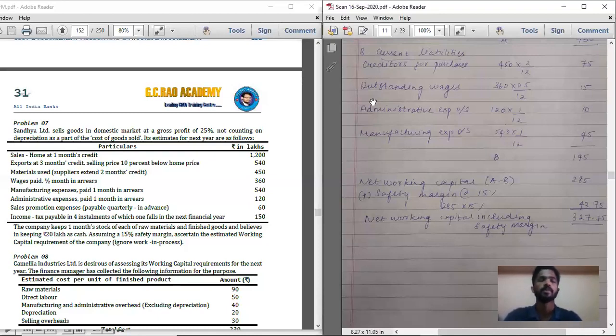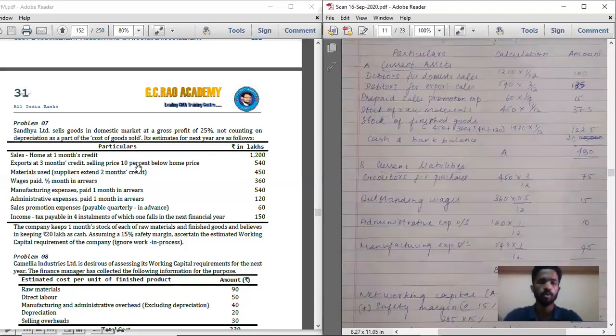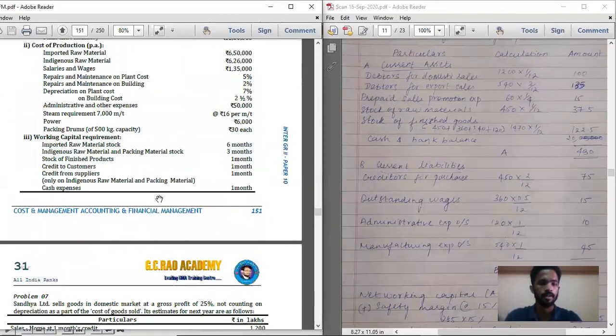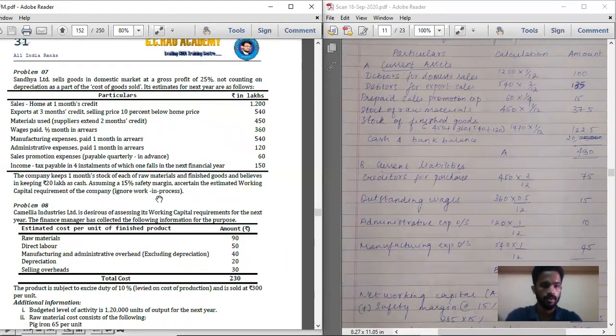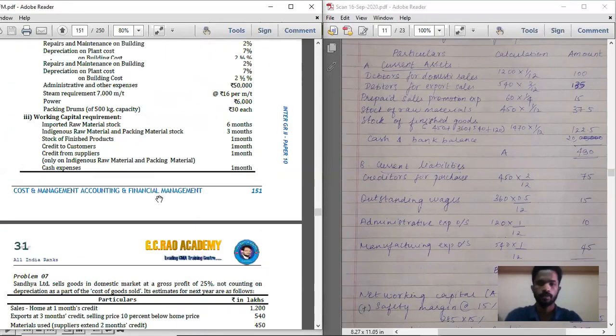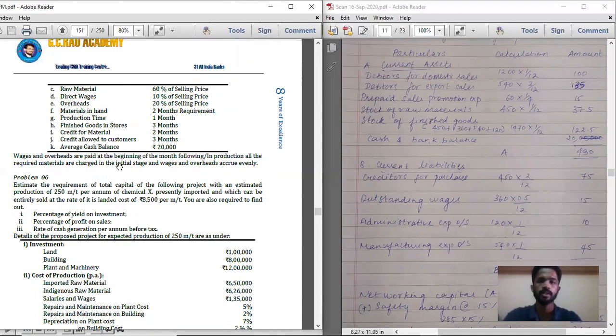So with this we have completed problem number 7. Still two more problems are left, that is problem number 6 and problem number 8. So we'll complete this in the next video and we'll go ahead with receivables management. Okay, thank you guys.